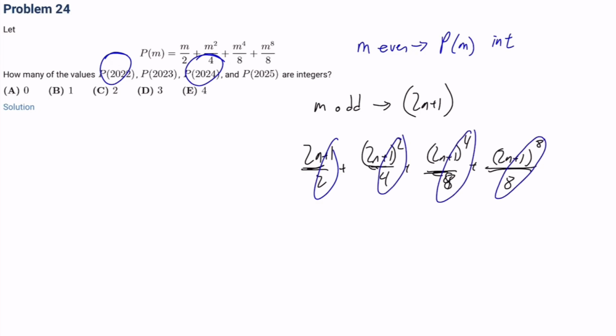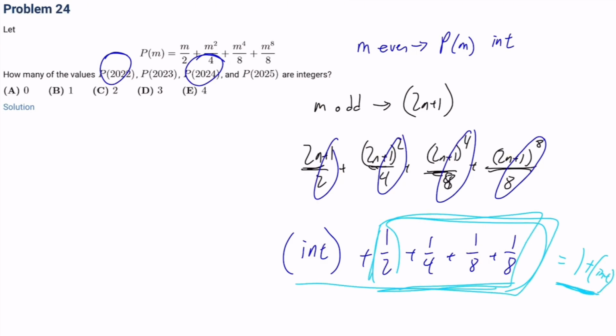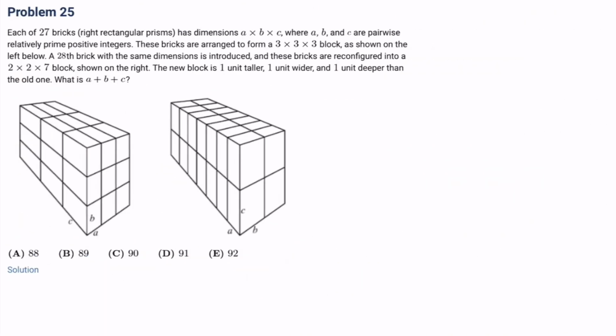So that's going to be some large massive integer, plus 1/2, plus 1/4, plus 1/8, plus 1/8. Guess what? This is equal to 1. Since this is 1, this whole thing is going to be 1 plus a large massive integer, which is an integer. Even if it's odd, it's going to be an integer. That means all of it is going to be an integer. All 4 are integers. It's E.